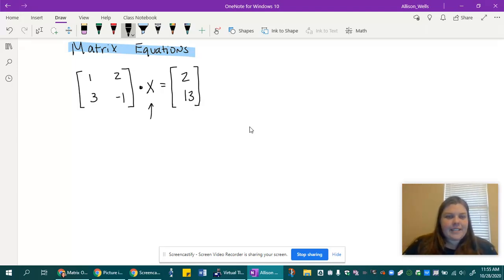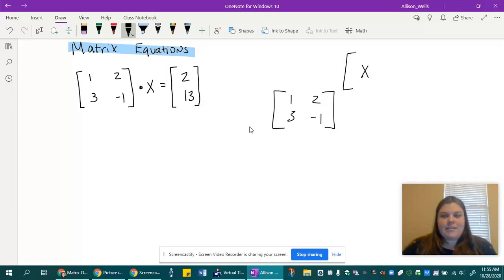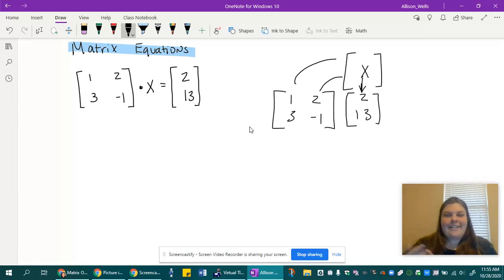I'm trying to solve for this matrix X that got multiplied by the matrix 1, 2, 3, negative 1 to result in 2, 13. Just as a visual, what that means is if you were to multiply the matrices 1, 2, 3, negative 1 times this mystery matrix X, you get the result of 2, 13. So we do kind of already know the dimensions of matrix X. It has to have 2 rows to match up with the columns, and it has to have 1 column because that's the answer that we got in the result. So we do know it's going to be a 2 by 1 matrix, but that's really all we know.